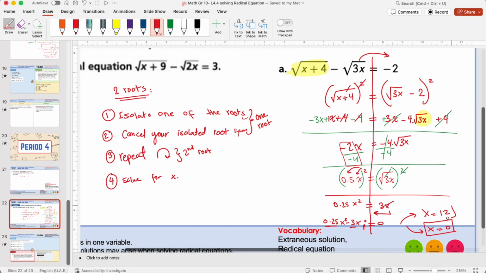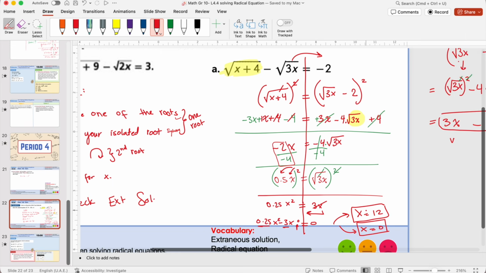Am I done? Again, nope. You still have to check for extraneous solutions. How do we do that? So you go and plug in 12 instead of x, and then 0.